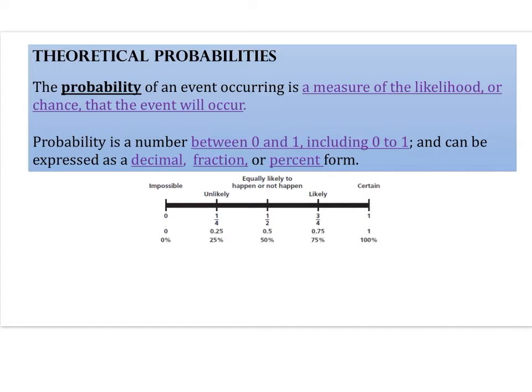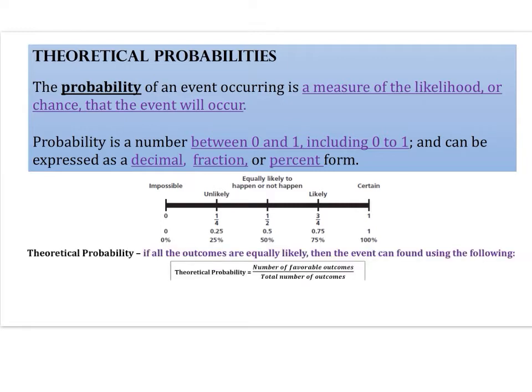So if we're looking at a scale from 0 to 1, 0 being impossible and 1 being absolutely certain to occur, it's 0% to 100%. And then you have your different forms: fraction, decimal, and percent. So it's unlikely at 1/4, it's likely at 3/4, certain at 1, impossible at 0.